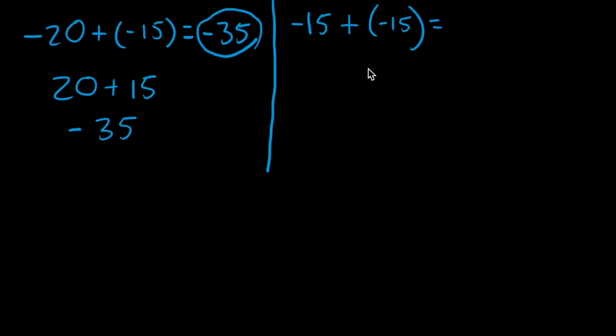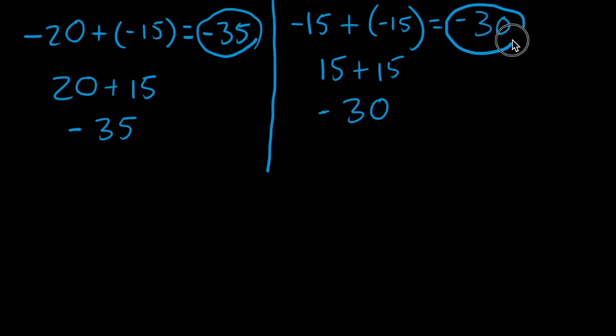We need to use that rule. Anytime that you have two numbers, they both have the same sign, you add them both and keep the same sign. So 15 plus 15, that gives you 30. And we need to keep the same sign. Negative 30 is your answer. That is your answer. Negative 30. Easy.